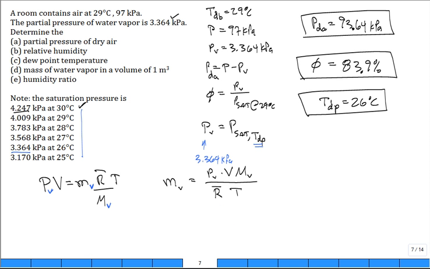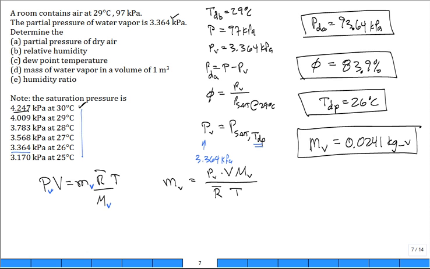This chapter is just the ideal gas equation again and again and again, right? All right, so we calculated the mass of vapor in 1 cubic meter to be 0.0241 kilograms. Sometimes I'll emphasize that's kilograms of vapor, because within that 1 cubic meter, you also have so many kilograms of dry air.